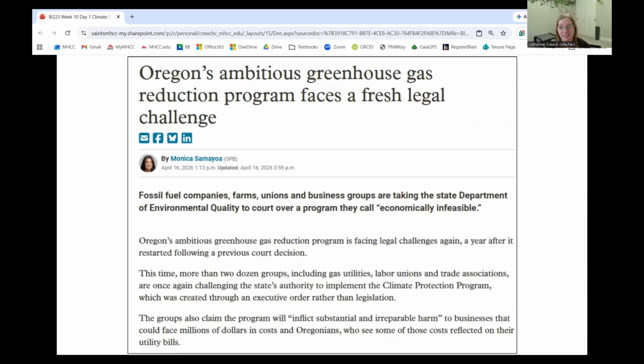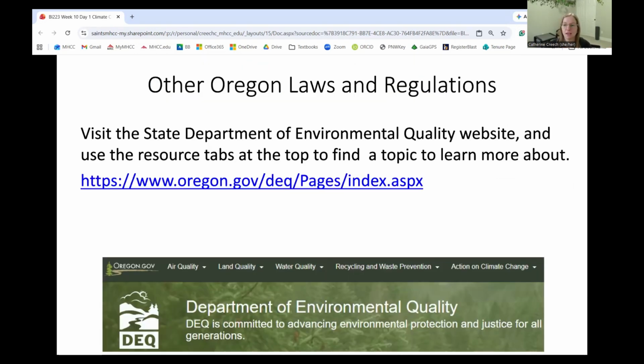But then, less than a month ago, we got a new slate of legal challenges for the CPP. I'll link to this article for you as well. It's from OPB, and it will go through what we are looking for in the future and what's going to be happening with this ambitious program. Oregon's DEQ has several other laws and regulations in place to protect the environment and to address climate change. So I have the link for you here.